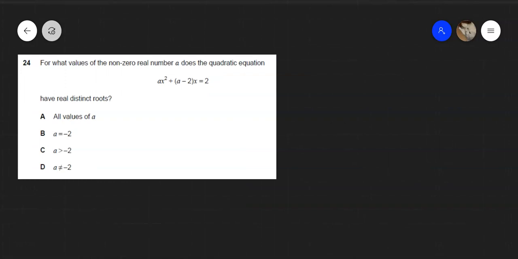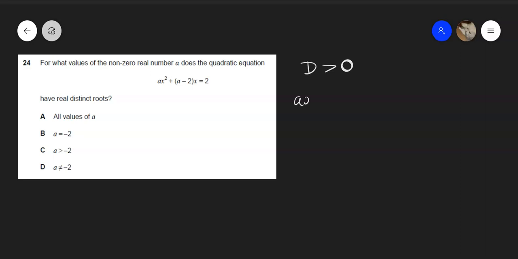Question 24. For what values of the non-zero real number a does the given quadratic equation have real distinct roots? Here you must recall the property of the discriminant. A quadratic equation has two real distinct roots if the discriminant is positive. Okay? So the task here is to find the discriminant.